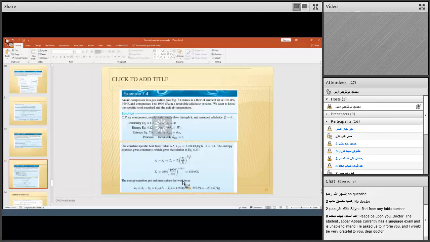But why is it minus? Because the work should be input to the system. The compressor should be connected to the electricity network. Without it, we can't compress the air at the inlet. So, any question?